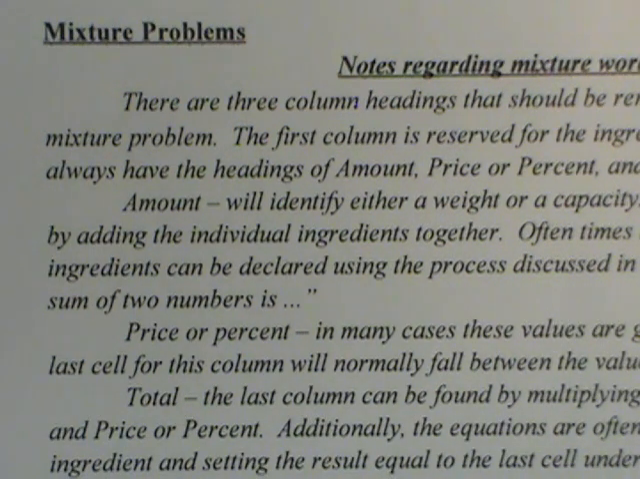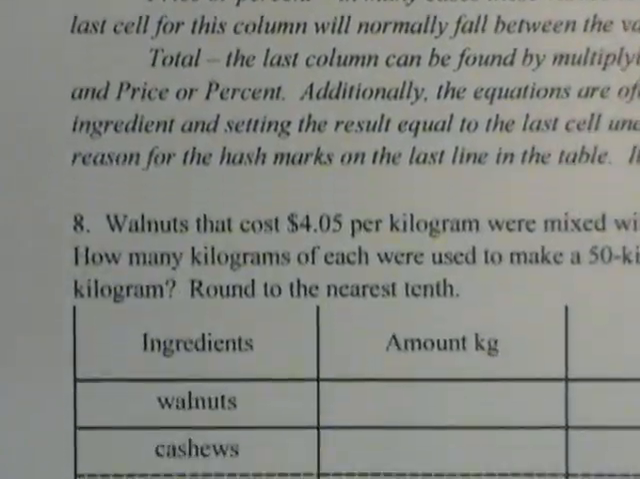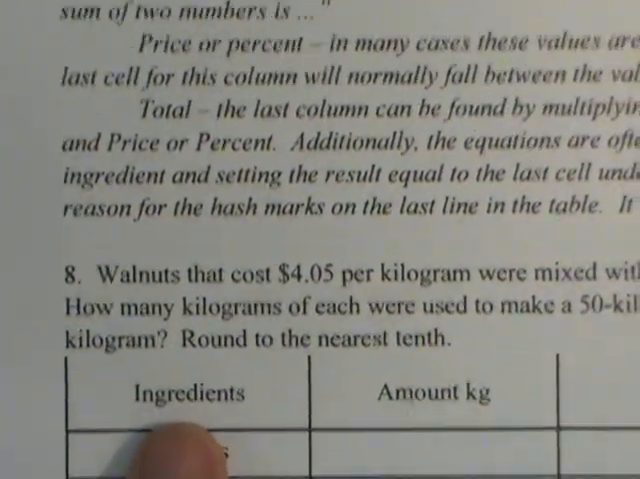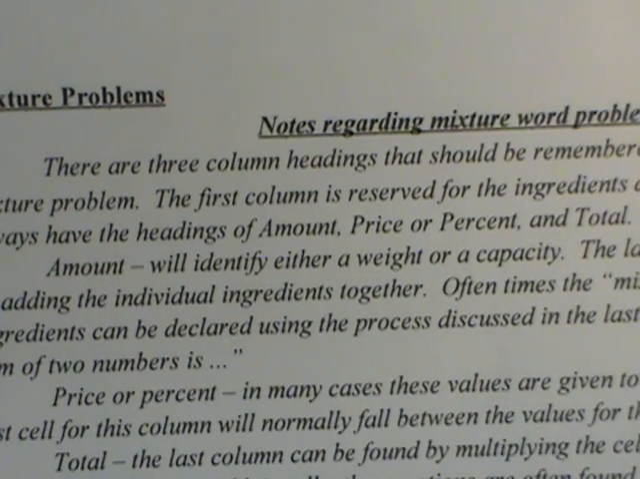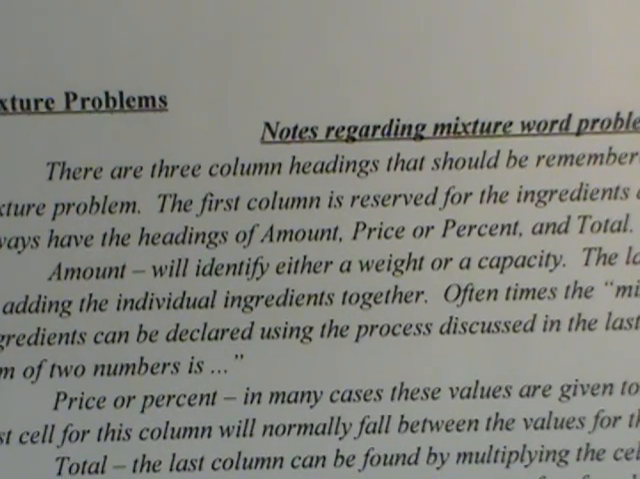Mixture problems. There are 3 column headings that should be remembered when completing tables for mixture problems. The first is reserved for the ingredients. So I look down here, I have ingredients. And the next 3 columns will always have the same headings of amount, price or percent, and total. The amount will identify either a weight or a capacity. The last cell for this column is found by adding the individual ingredients.